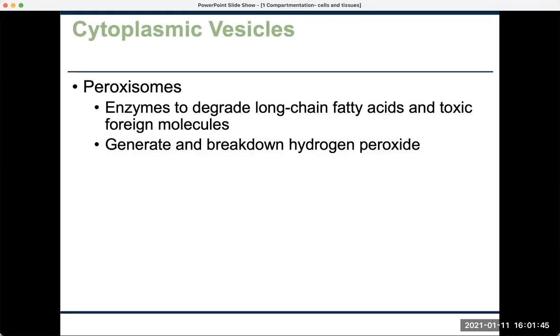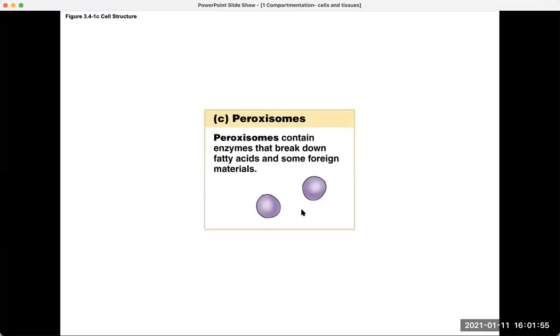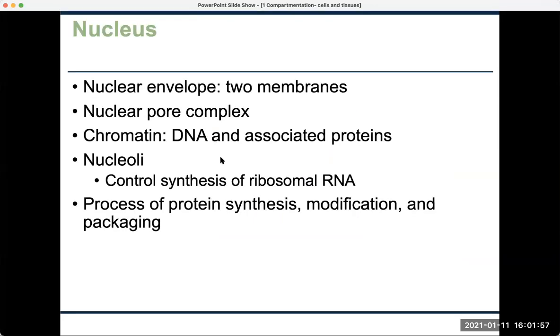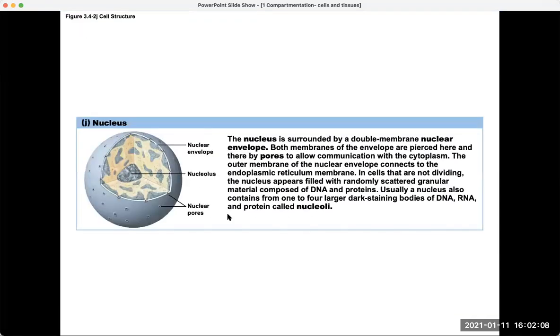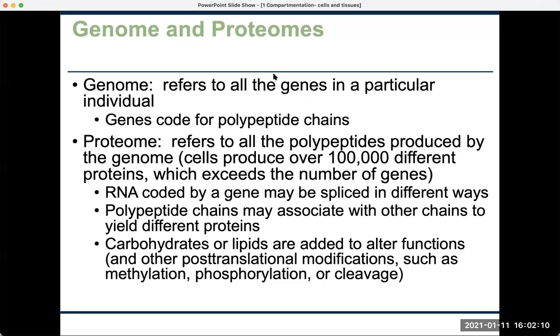Peroxisomes are going to help with, so enzymes are going to degrade fatty acids and then any toxic foreign molecules. They also help break down and generate hydrogen peroxide. These are the peroxisomes. Nucleus is, I feel like one of those really redundant ones, but again, we can take it a step further here. So nucleus is where you house the DNA, which obviously is really important because it's your genetic makeup, but then you also can go into genomes and proteomes from there.